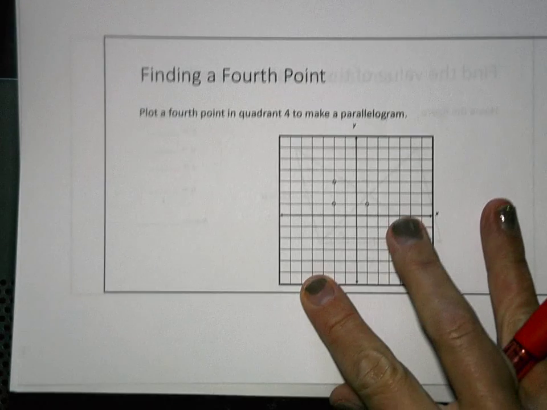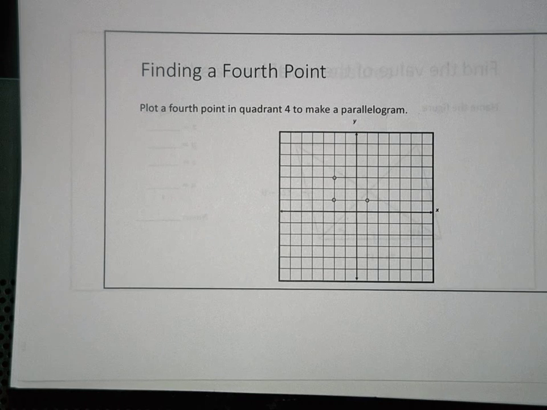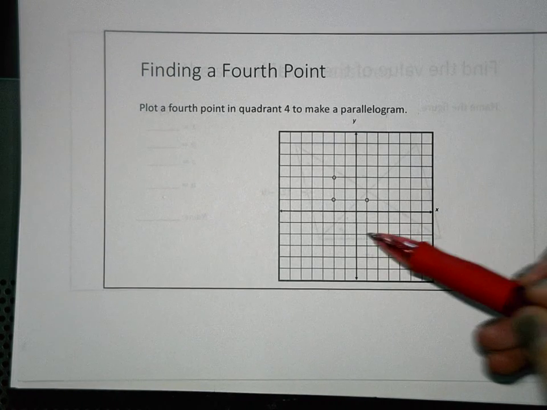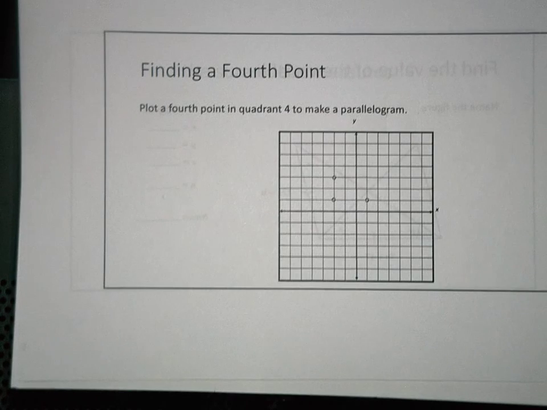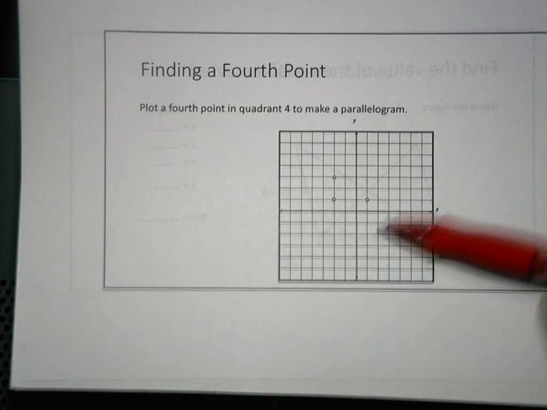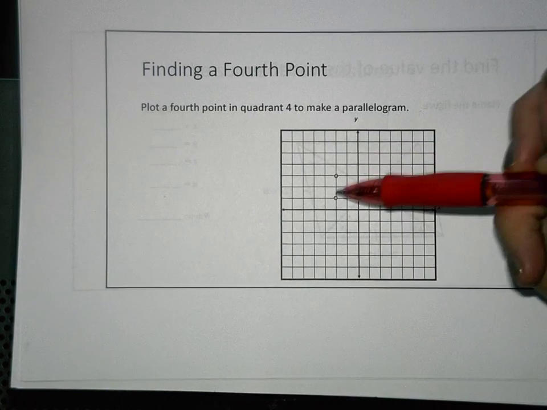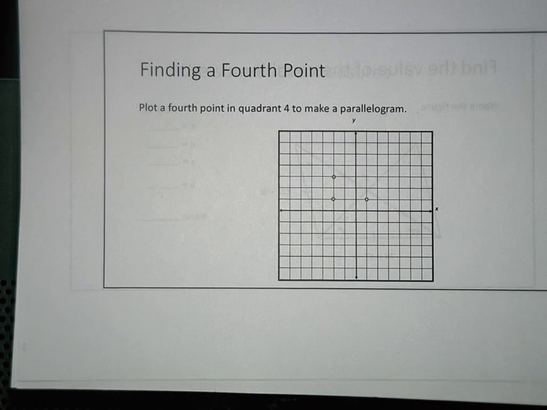Okay, this one they tell you that it needs to be in quadrant 4. So it's going to be down here in quadrant 4. There's a lot of places you could put a point to make it a parallelogram, but they want it down here. And you might want to connect some lines to help you out. So once you get your answer, tell me what it is.